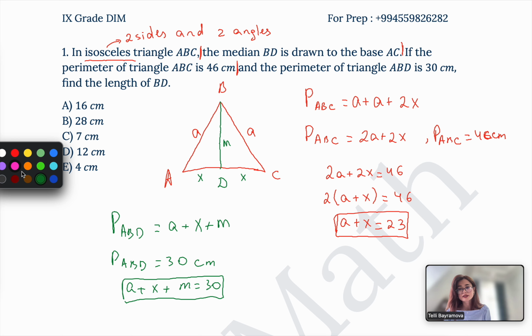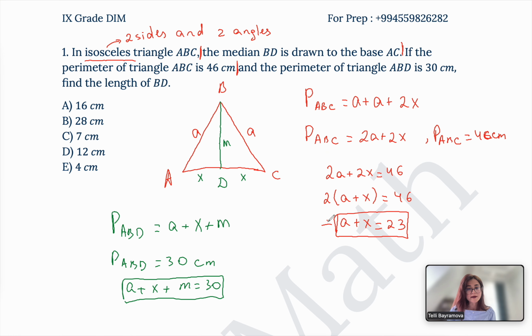And look carefully. What do I get? a plus x plus m equals 30, and a plus x is 23. So 23 plus m equals 30, and m equals 30 minus 23, which is 7 centimeters. Normally it takes less time. Just now I'm explaining the question step by step, that's why it takes time.